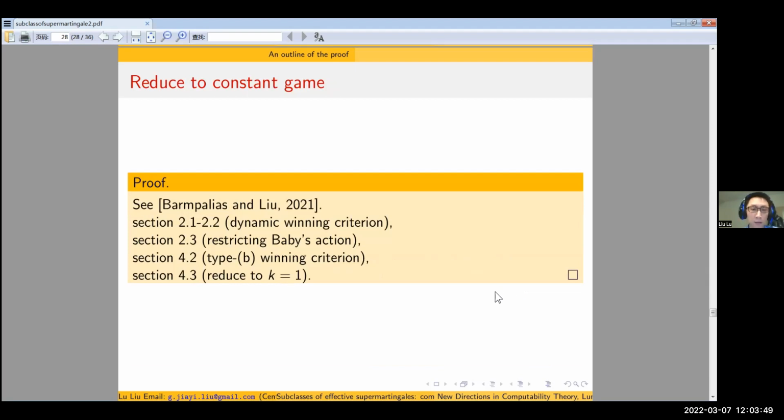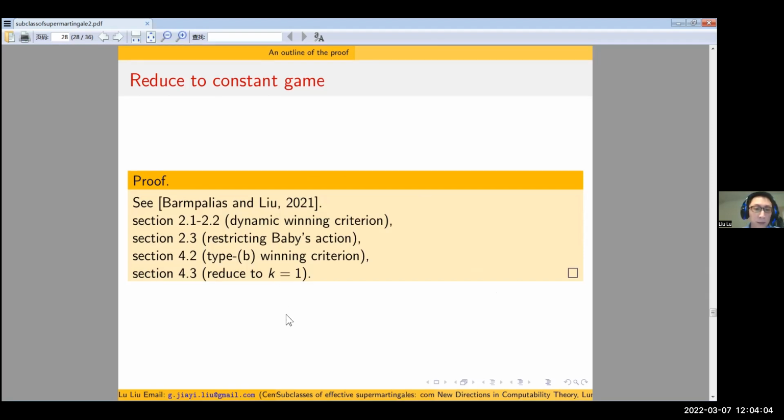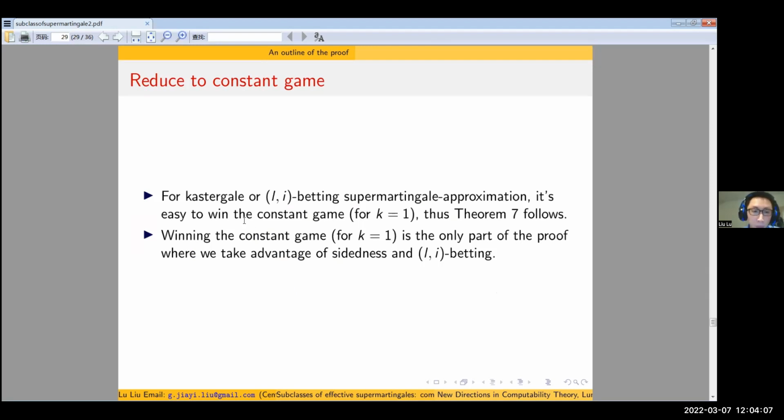The reduction is not just by one step. The game gradually becomes like this constant game. For each ingredient, the game is reduced to some weaker game, and the constant game is obtained in the end. So it's like this. And for Castle-Gale or LI betting Super Martingale approximations, it is very easy to win this constant game. So this is why Theorem 7 follows, why the union of Castle-Gale and Mushgale does not define one randomness.